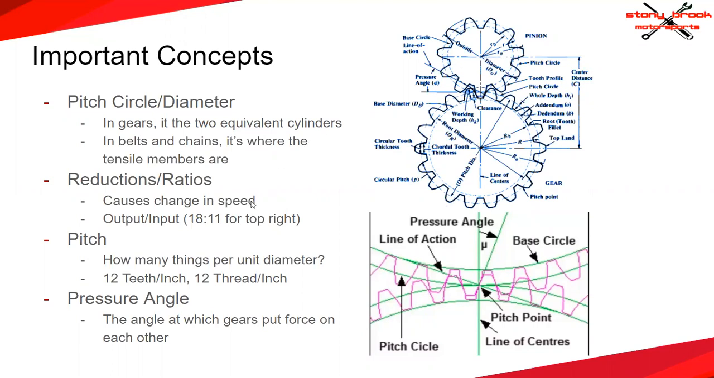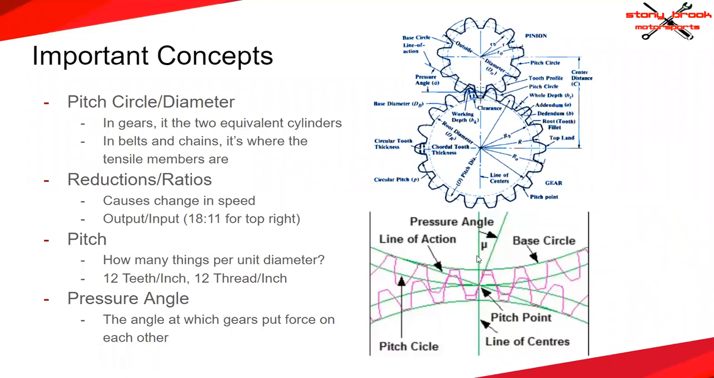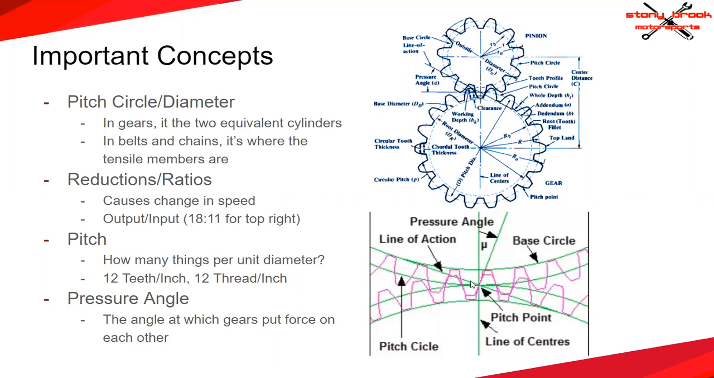Lastly is the pressure angle, which is the angle at which the gears apply force on each other with respect to either the horizontal or the vertical, as long as you make sure to take the right one. This one's not as important to know, but the standard is generally 20 degrees, and I believe that's what we use on our gears.